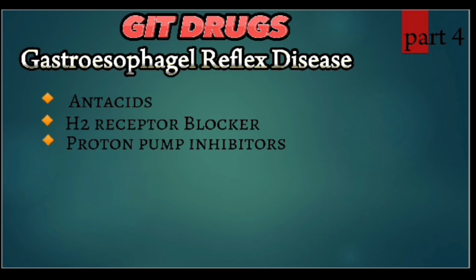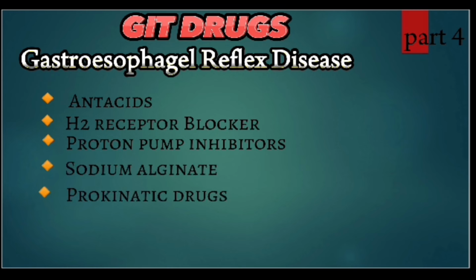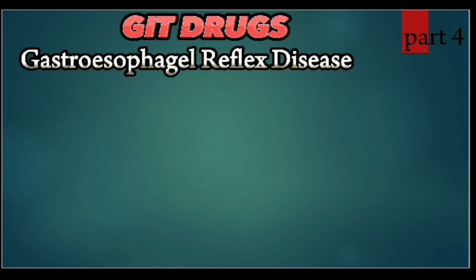Today in this video I will discuss sodium alginate and prokinetic drugs. These five categories, which are proton pump inhibitors, H2 blockers, antacids, sodium alginate, and prokinetic drugs, are used for the treatment of gastroesophageal reflux disease. So I will briefly discuss only these two in this video, sodium alginate and prokinetic drugs. So let's discuss sodium alginate.